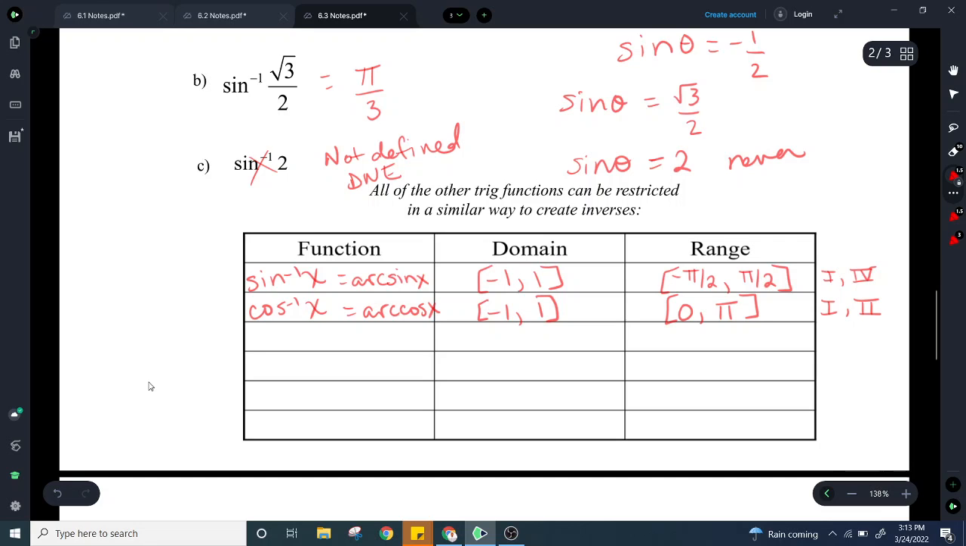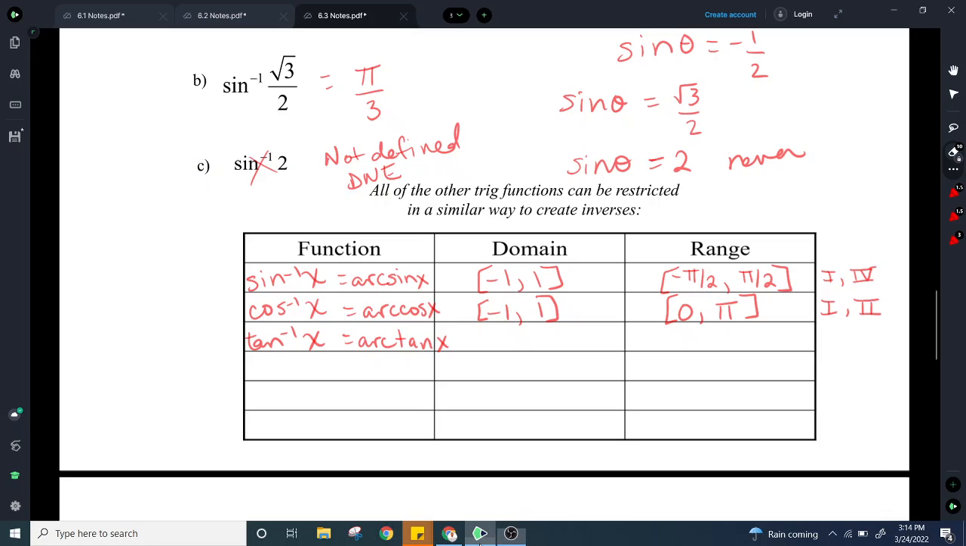And then tangent, so let's do inverse tangent, or arctan is the notation. So let's think about that. The domain for inverse tangent is going to be from -1 to 1 again. Actually, hold on. Wait a minute. Let me check this one real quick.